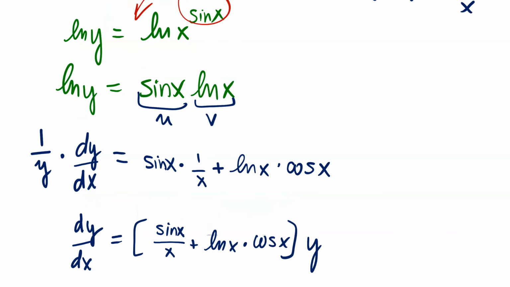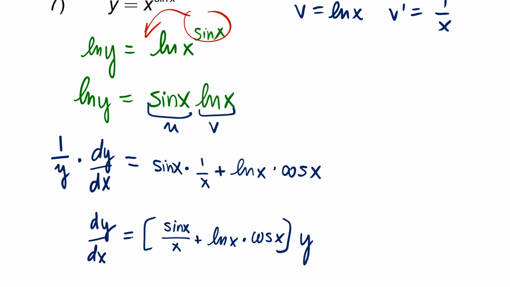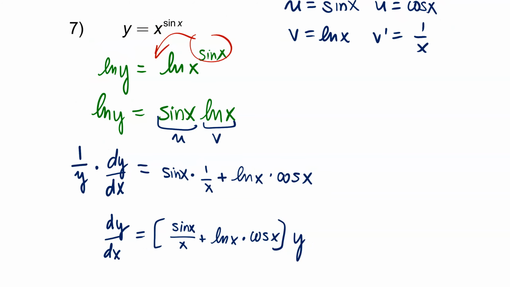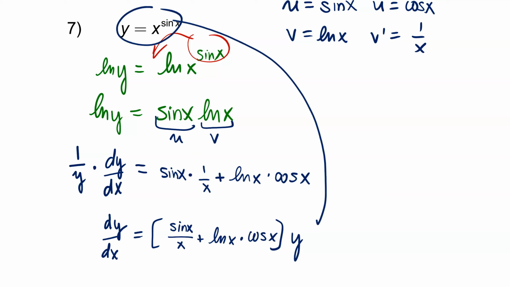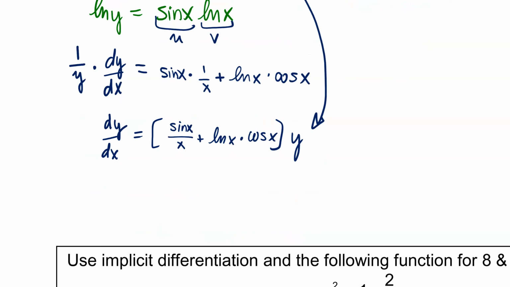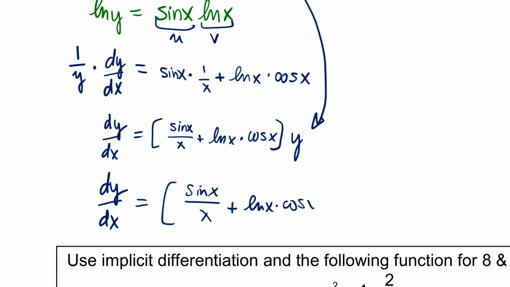So remember, logarithmic differentiation: take ln of both sides, bring the exponent down, use the product rule, and we'd use implicit differentiation. Move the y to the right side, then replace the y with what we originally had, which was up here. So dy dx is just going to be sine of x over x. I'm just rewriting what I had before, but this time, instead of just saying y, I'm going to say x to the sine of x.